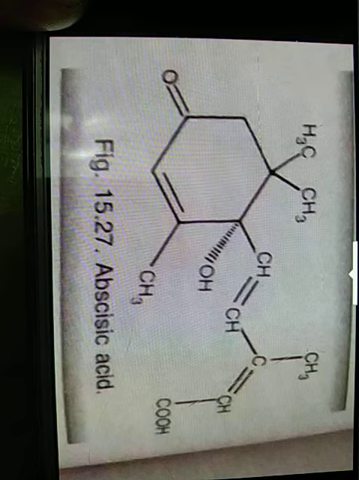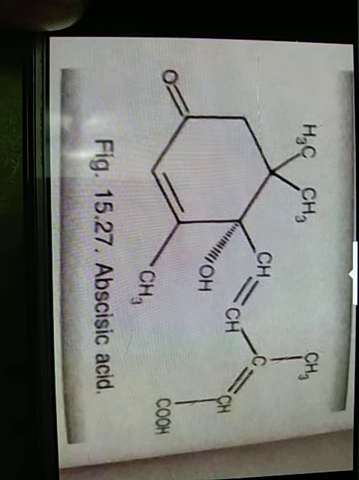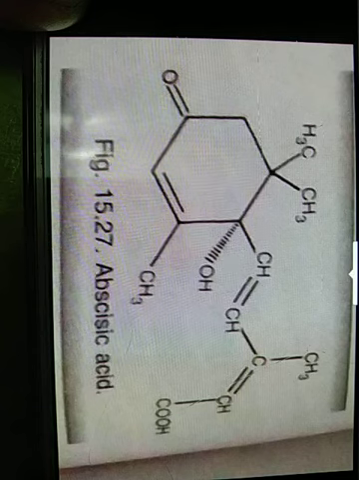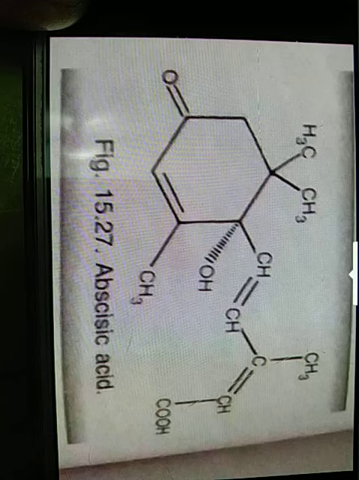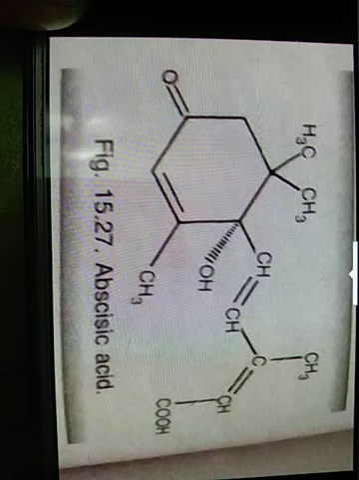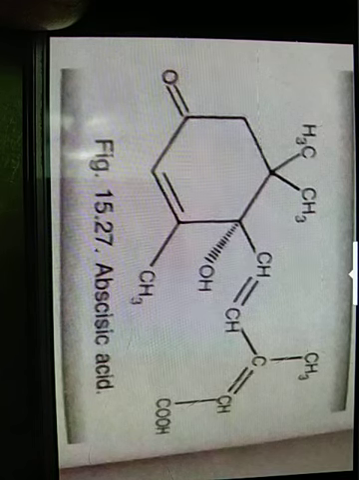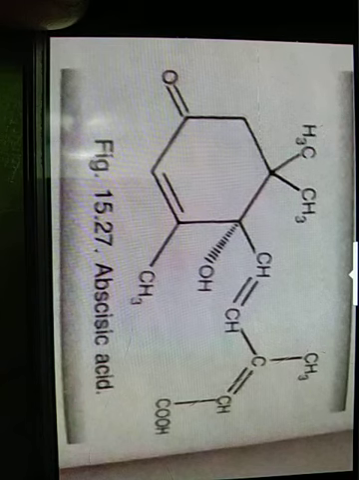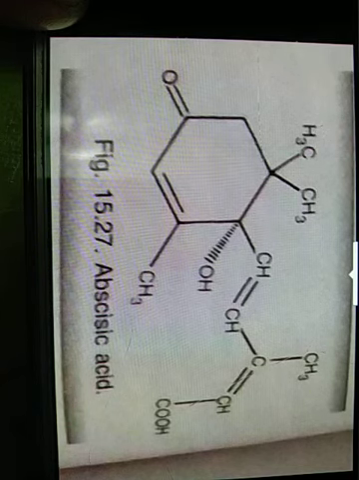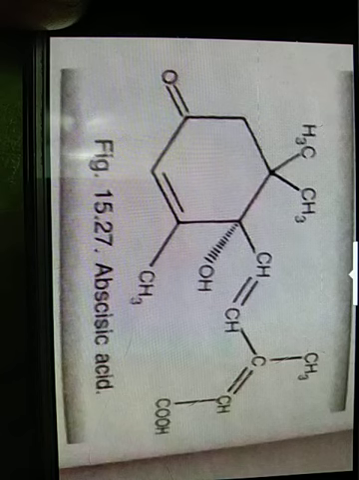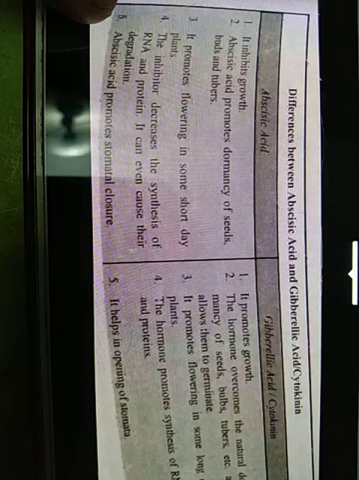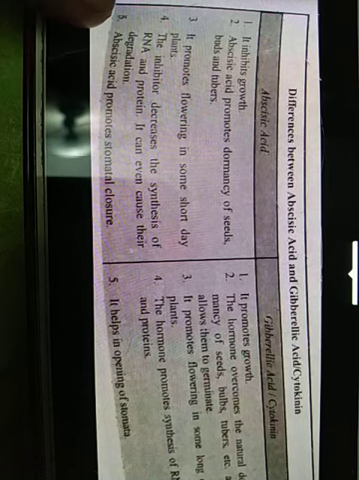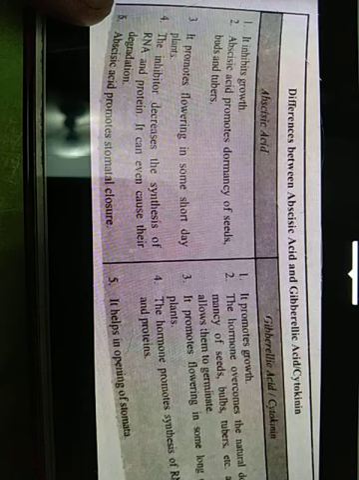Flowering: it is useful in inducing flowering in some short day plants kept under unfavorable photoperiods. Rooting: use of abscisic acid promotes rooting in some stem cuttings. Dormancy: abscisic acid can be used in prolonging the dormancy of the buds, storage organs and the seeds. Here you can see some differences between abscisic acid, gibberellic acid and cytokinin.